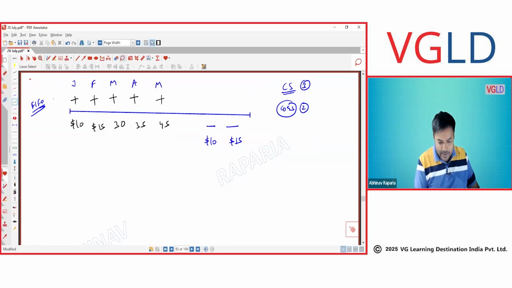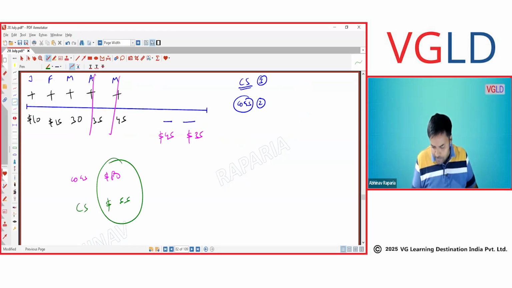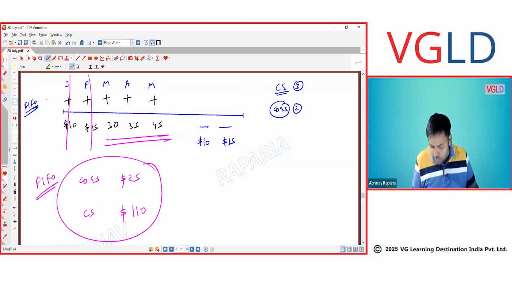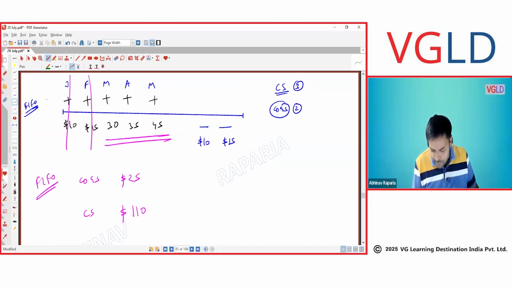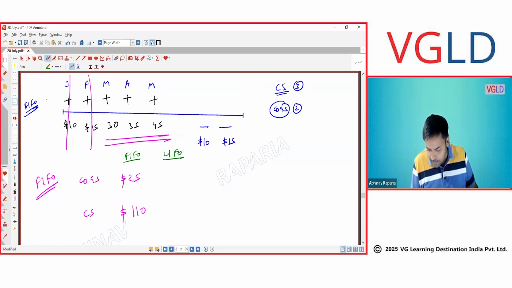Now, if you see the prices here, I purchased for $10, $15, $30, $35, $45. Are the prices going up or down? Is it inflation or deflation? It's inflation. Whenever there is inflation, I'm putting this value. This is as per FIFO. As per LIFO, what is your COGS? 80 and 55. Is that okay?